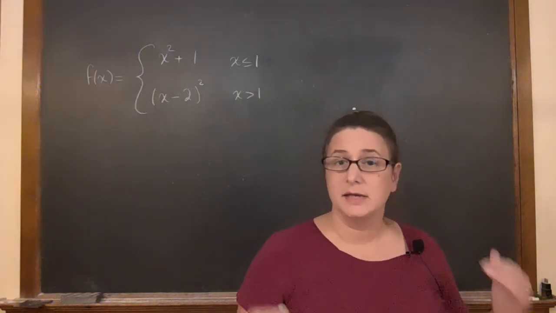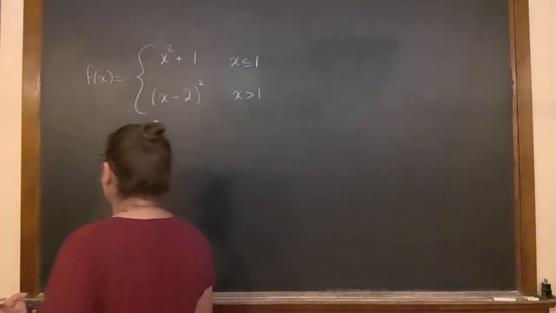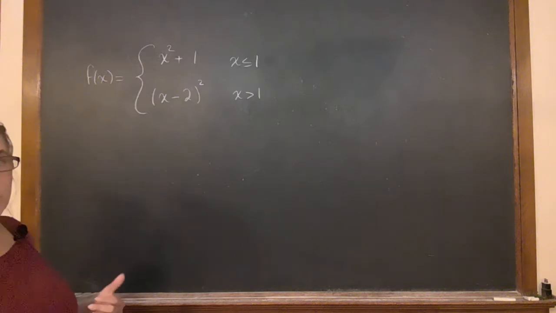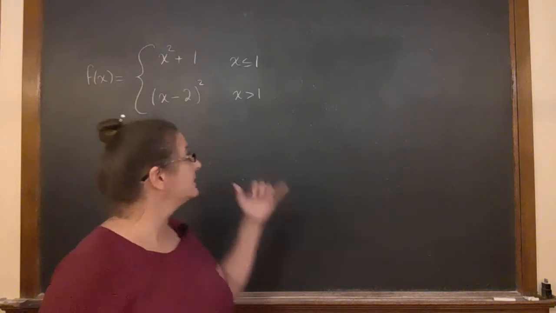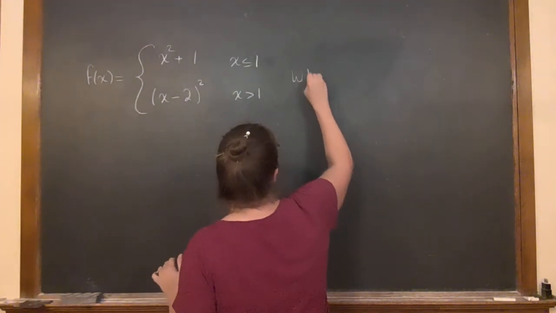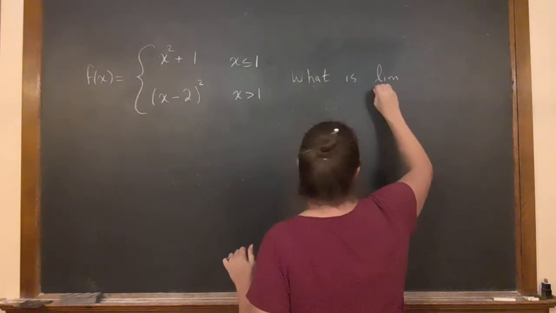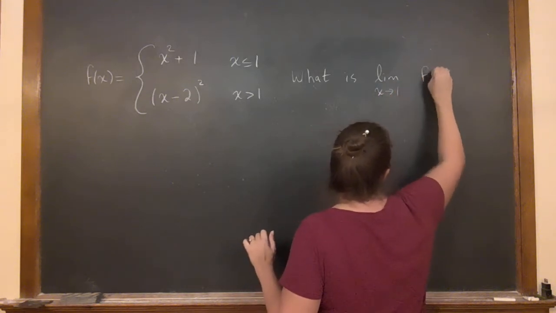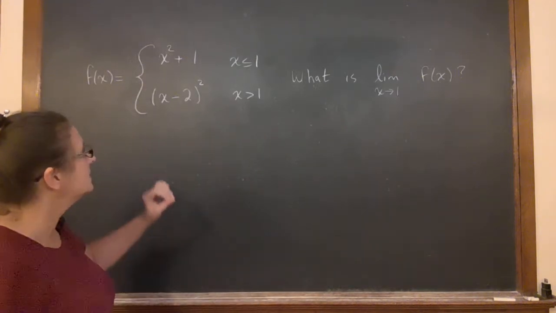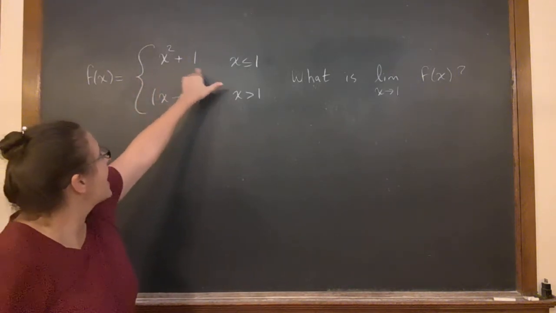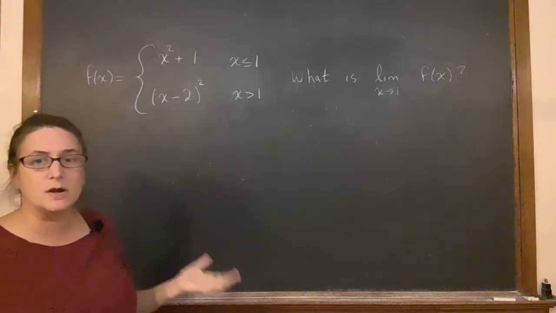Here's another example. In this case, we need to use some one-sided limits, right? So we can also use substitution with one-sided limits. We will sometimes have to do that. In this particular case, if I am asked what is the limit as x goes to 1 of f of x, I have an issue, right? Because on one side of 1, I've got this formula, and on the other side of 1, I have this formula, right? So which one am I supposed to use?